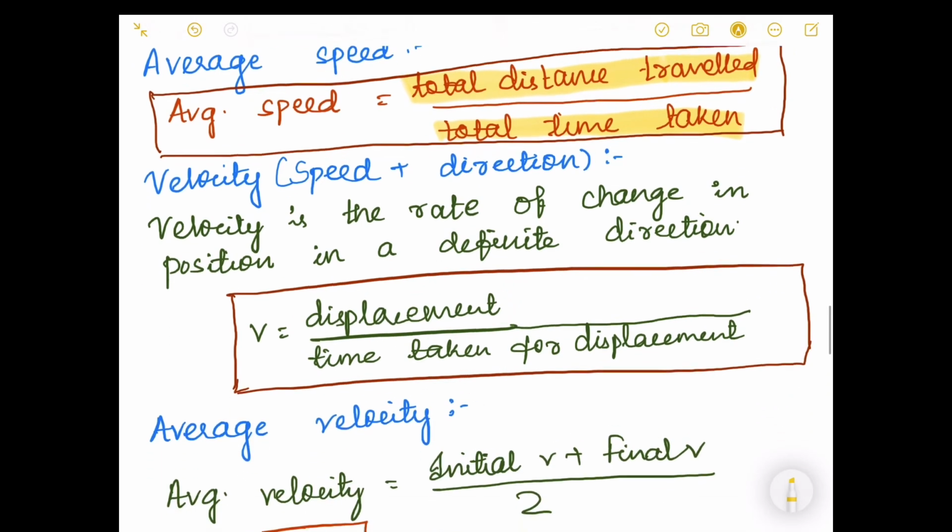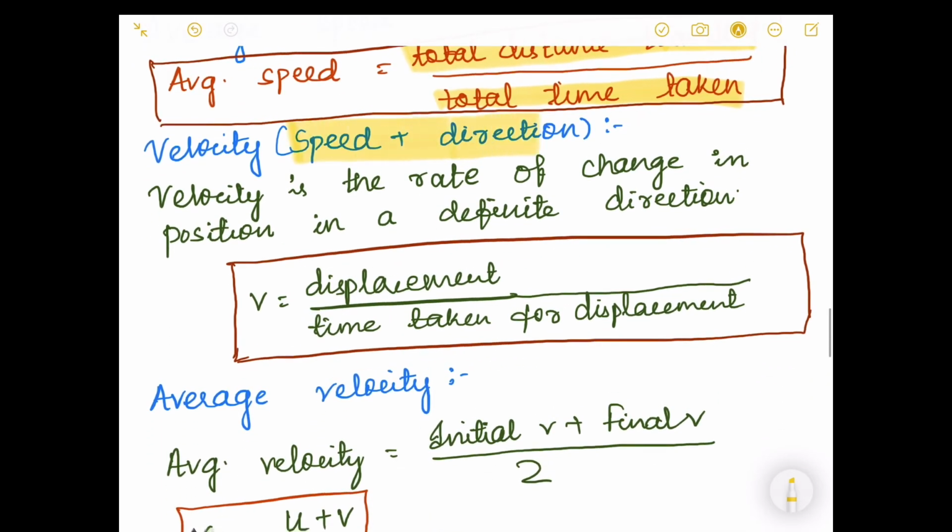Then let us discuss velocity. We can say that speed plus direction is equal to velocity. When we consider not only the change in position of the object with respect to origin in a given time interval, but also the direction of change, then we employ another quantity known as velocity. Velocity is the rate of change in position in a definite direction. So V is equal to displacement by time taken for displacement, mathematically. Velocity is a vector quantity, that is, it has magnitude as well as direction.